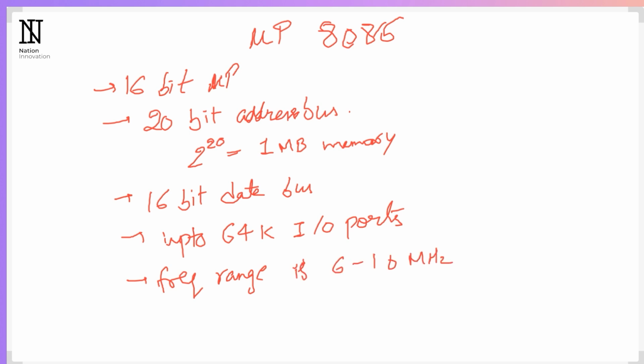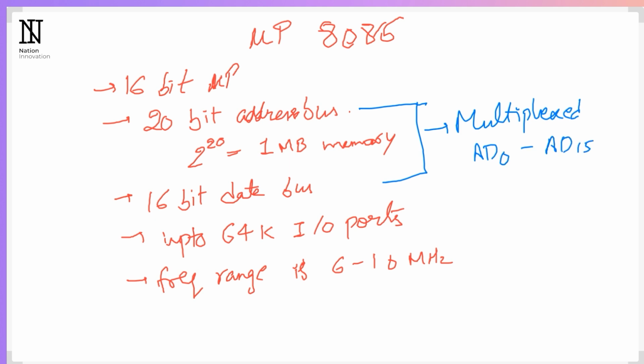One important thing is that this address and data bus are multiplexed. What do you mean by multiplexed? Multiplexed means that the starting 16 bits can act as the address bus as well as the data bus. Therefore, they are often represented as AD0 to AD15. And after that, from 16 to 19, we have the normal address bus.